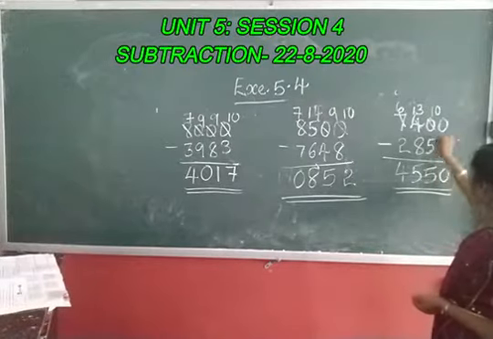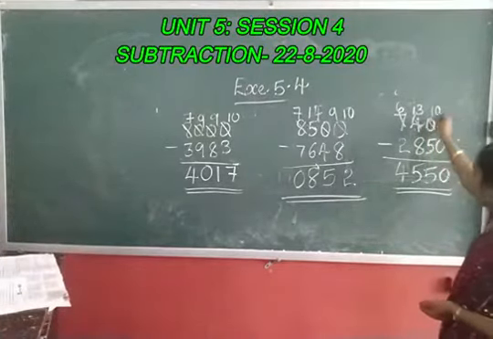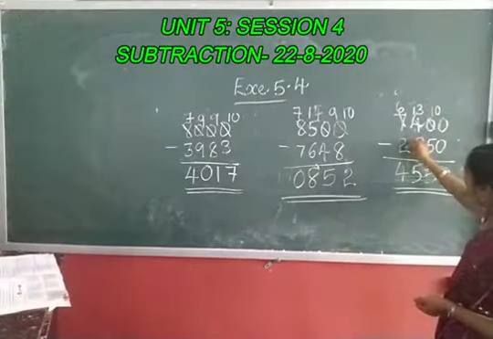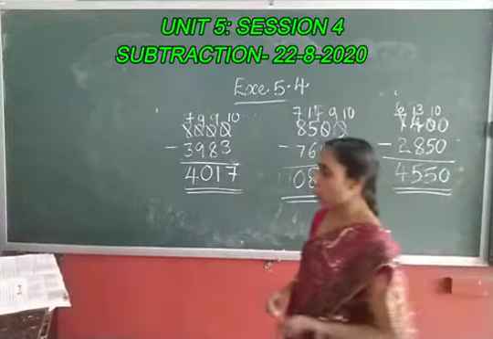0. Check: 5 plus 5, 10. 8 plus 5, 13 plus 1, 14. Again 4 plus 2, 6 plus 1, 7. Answer 4,550.